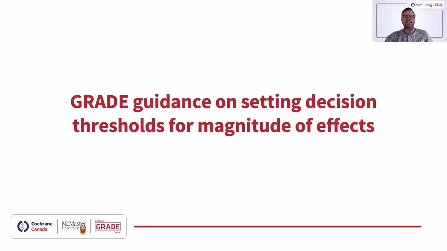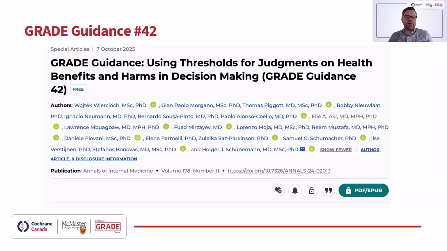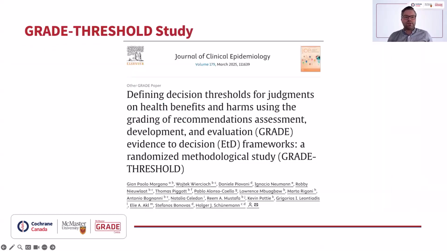And what I'll cover next is that GRADE guidance on setting decision thresholds for magnitude of effects, which gives us some direction on what systematic reviewers may do to set the decision thresholds in their systematic review. This is published as GRADE guidance number 42, available in the Annals of Internal Medicine with the DOI and reference available here. Furthermore, one of the approaches that I'll present is based on a randomized methodological study that was conducted to inform the development of that GRADE guidance.